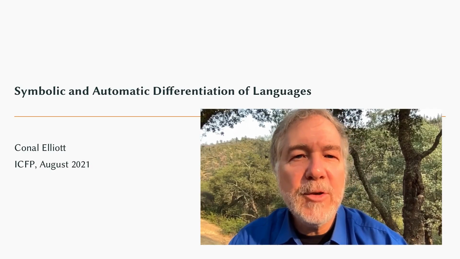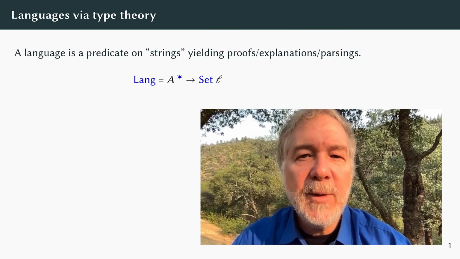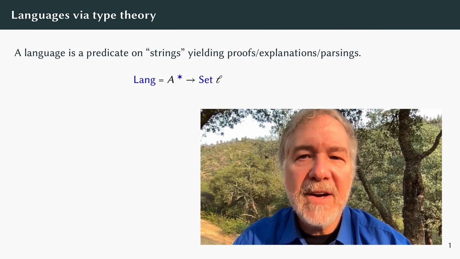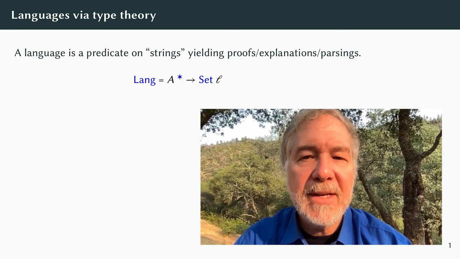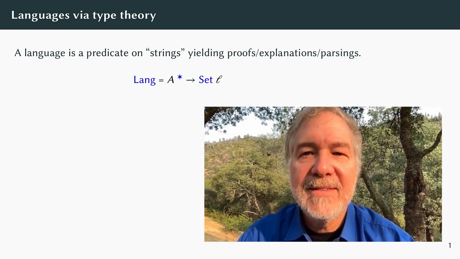Languages are often formalized as sets of strings. Alternatively, we can consider a language to be a type-level predicate, that is, a function that maps any string to a type of proofs that the string belongs to the language. Each inhabitant of such a membership type is an explanation or parsing. If there are no inhabitants, then the string is not in the language.